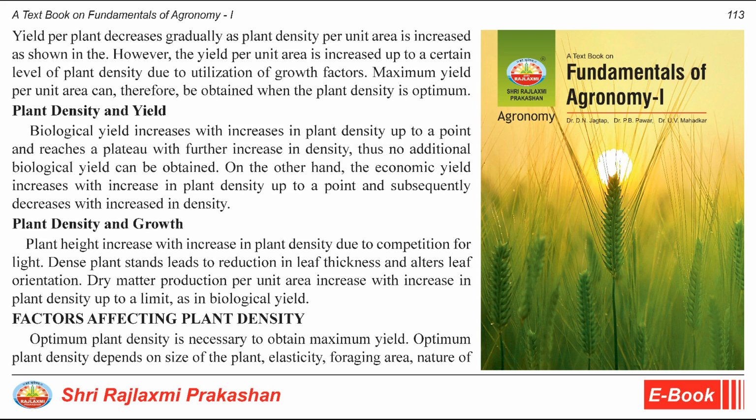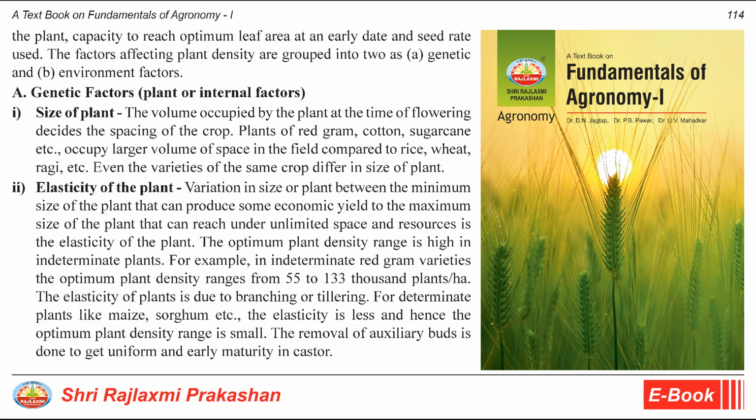Factors affecting plant density. Optimum plant density is necessary to obtain maximum yield. Optimum plant density depends on size of the plant, elasticity, foraging area, nature of the plant, capacity to reach optimum leaf area at an early date, and seed rate used. The factors affecting plant density are grouped into two: A. Genetic and B. Environment factors. Point A. Genetic factors, plant or internal factors.